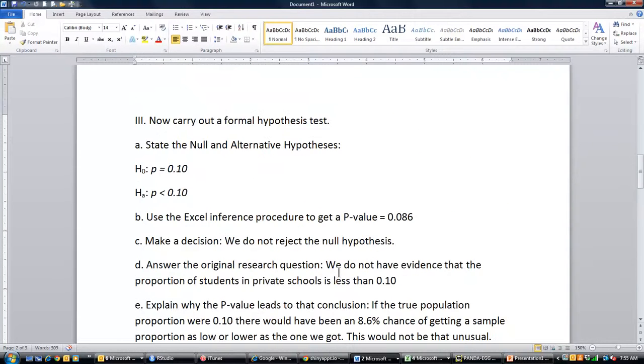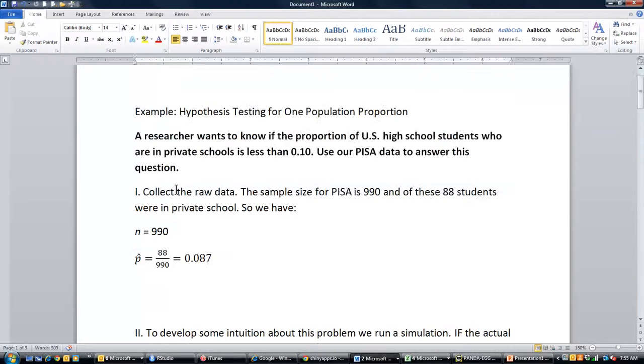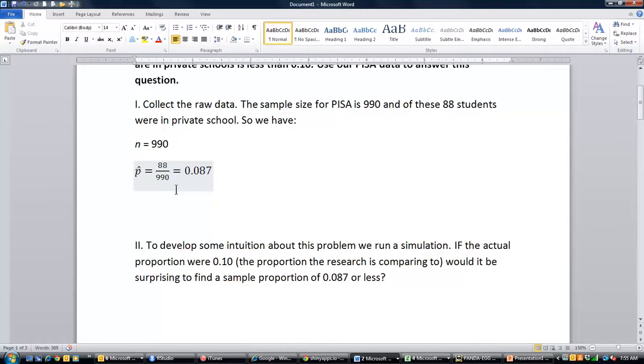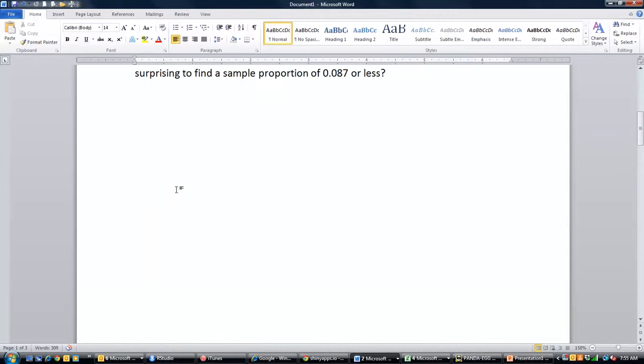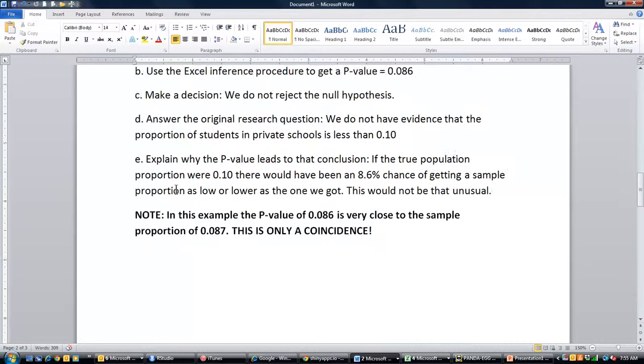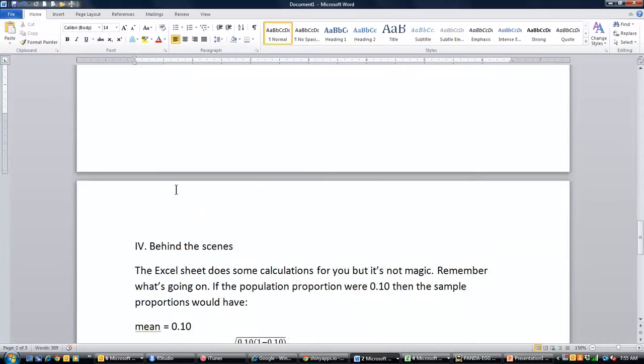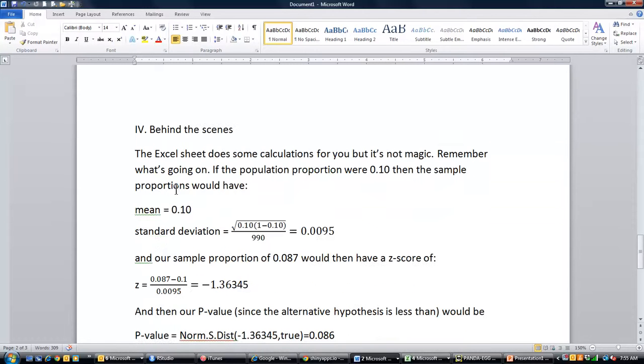Okay, so this is step 3 here. This is the best way to do hypothesis testing using our tools. This is how you'll do it normally. This simulation is just to get some intuition, to see what's going on. And notice, by the way, that the simulation didn't give us that same 0.086 because it was just a simulation and there's variation.